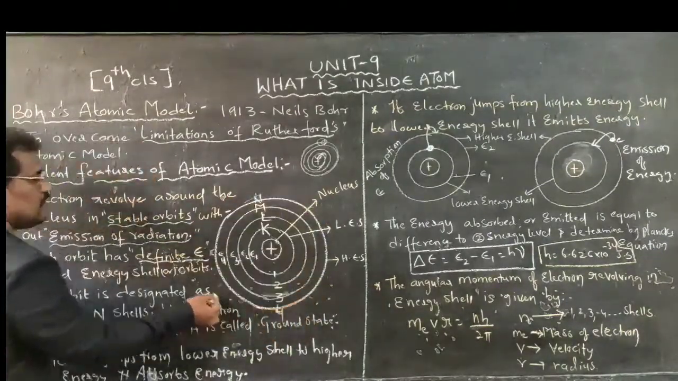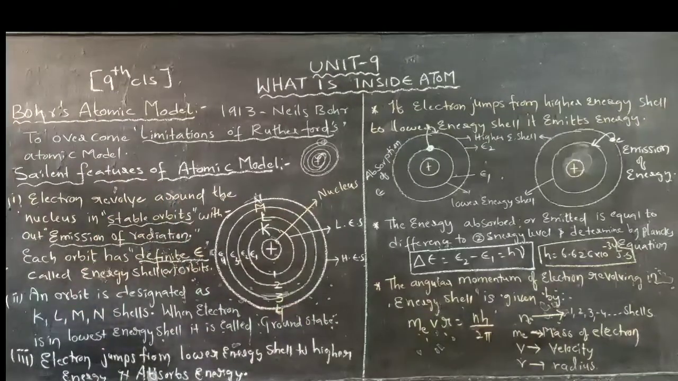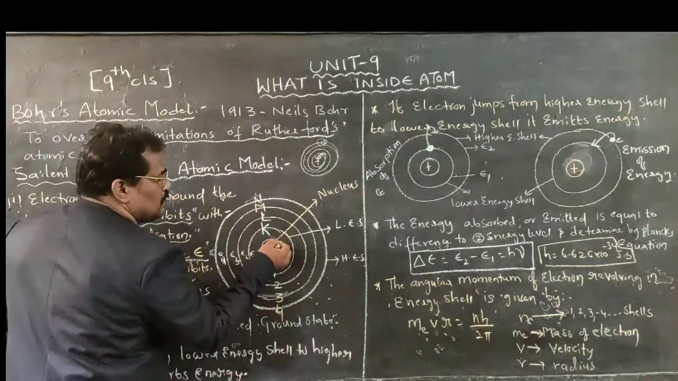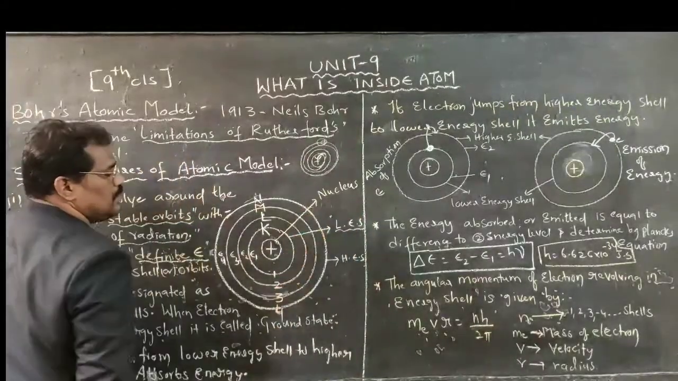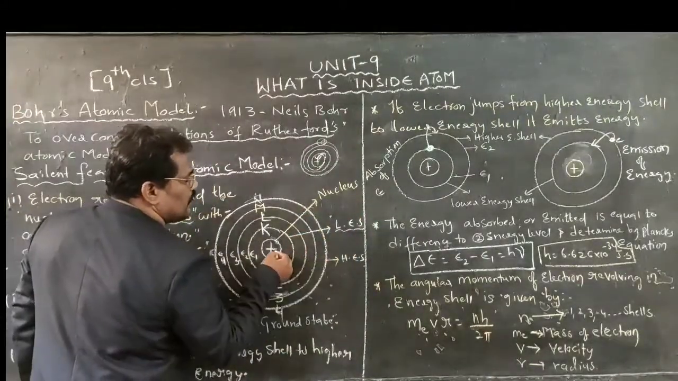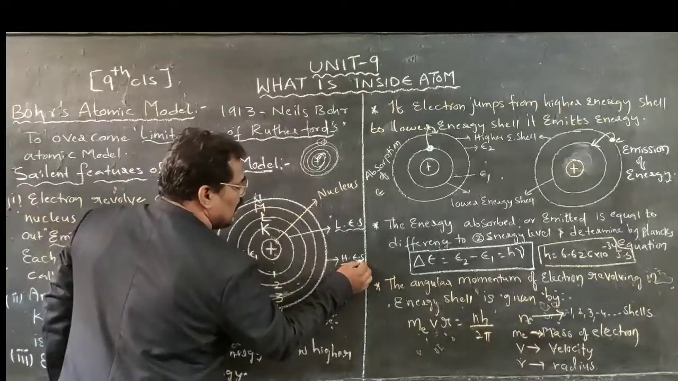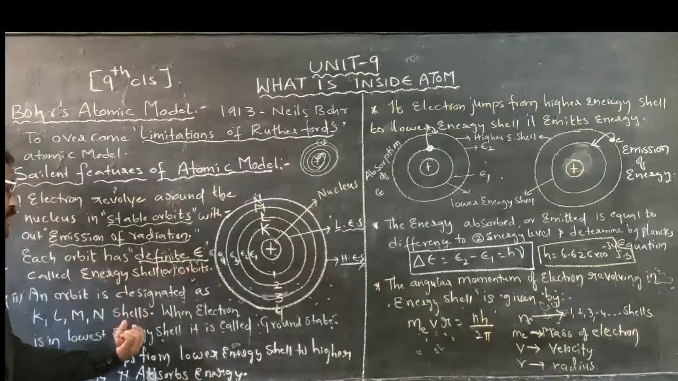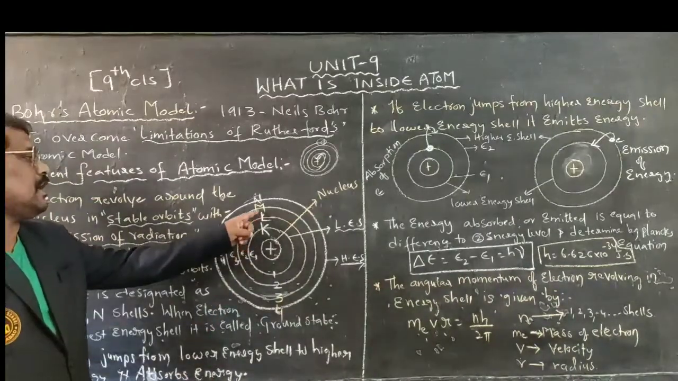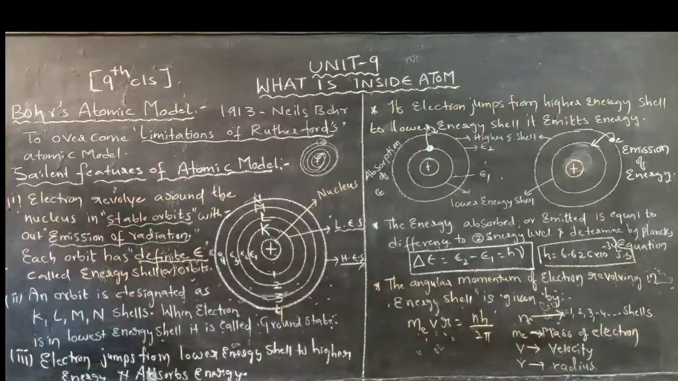All energy shells will be existing around the nucleus. The orbit which is near to the nucleus is called the lowest energy shell. The orbit which is far away from the nucleus is called the highest energy shell. That particular point we have to keep in our mind. And they can be designated as K, L, M, N, and so on.